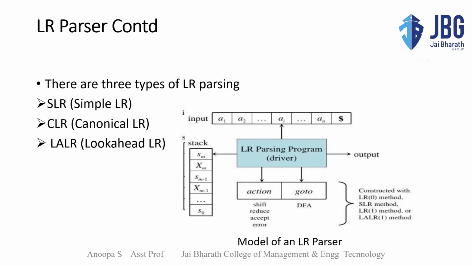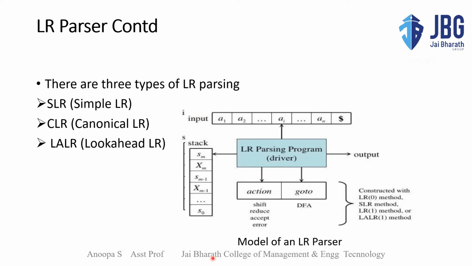Now we can see the model of an LR parser over here. There is an input buffer, there is a stack, there is an LR parsing program, and we have an LR parsing table. These different types of parsers all have the same structure. The LR parsing program is the same for all; only the construction of the LR parsing table differs. In the case of SLR, it will be constructed with the SLR method. In the case of CLR, with the CLR or LR1 method. And in the case of LALR, it is constructed with the LALR1 method.